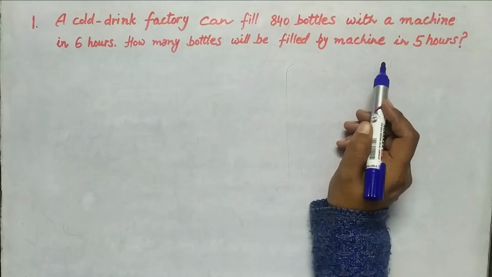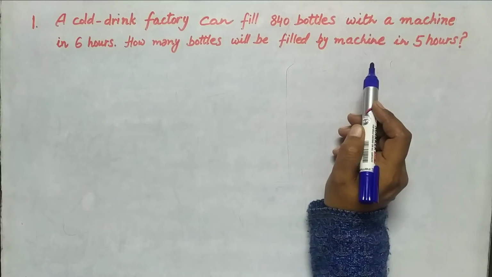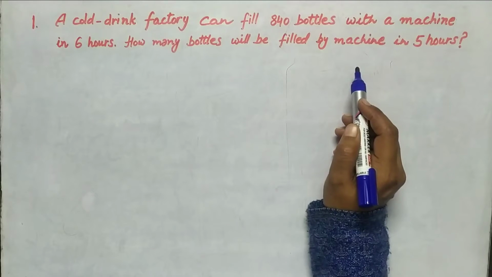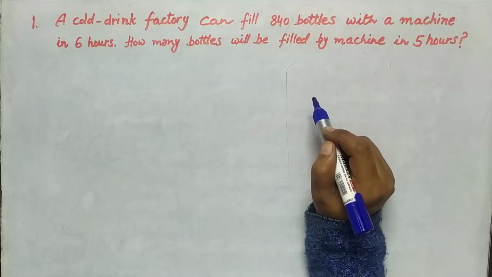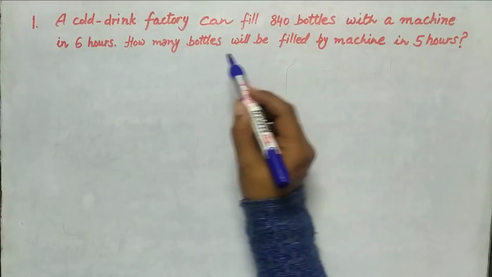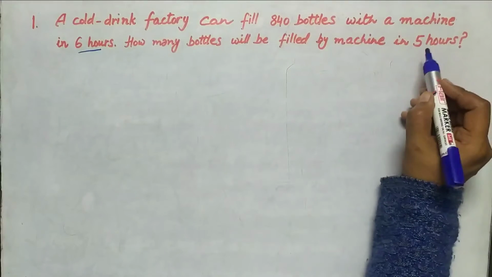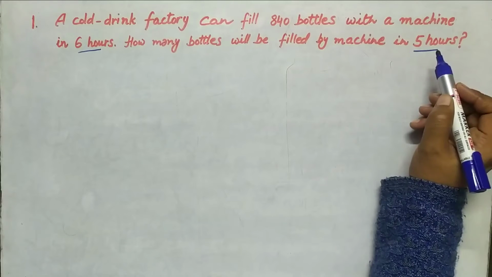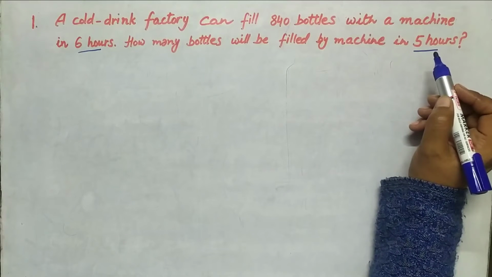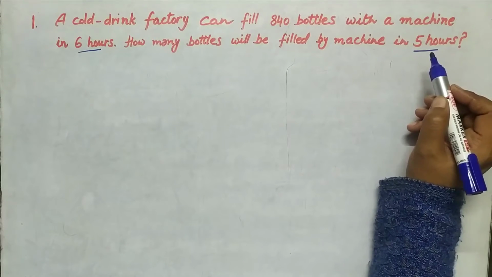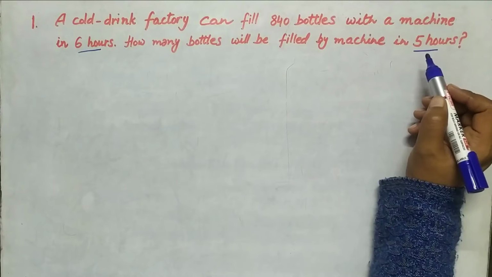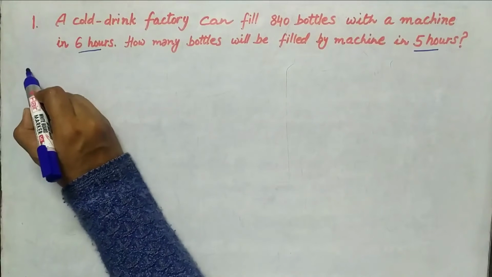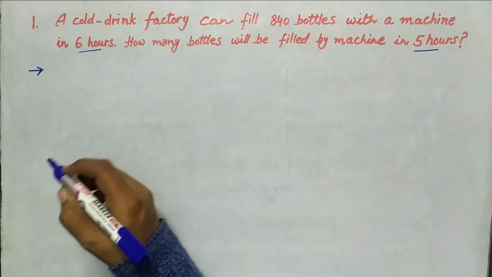Here, first we will read the question carefully and check which type of variation is given in the question. Obviously, when 6 hours are reduced to 5 hours, the work done will be less. It means when time is less, the work done is less, so the sum is of direct variation. We will do it like this. Let us start. It is quite an easy method.